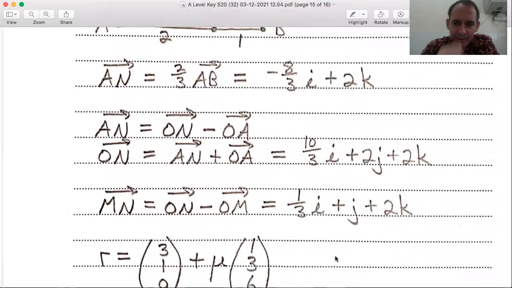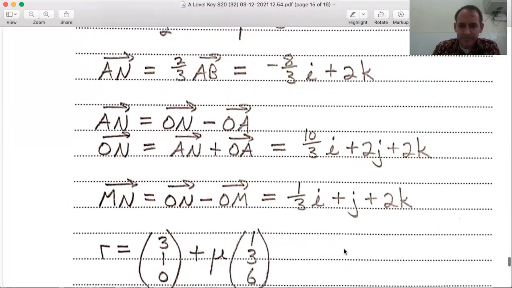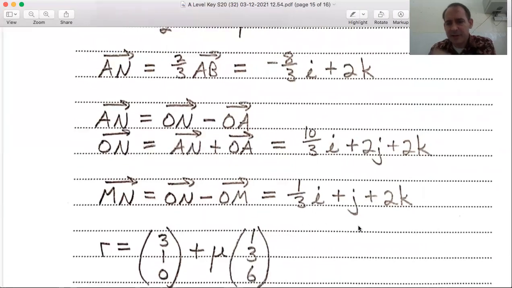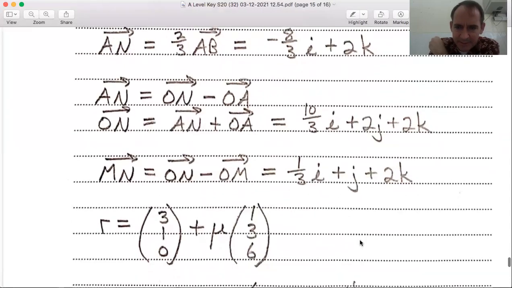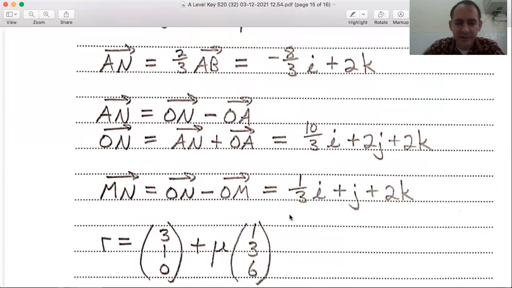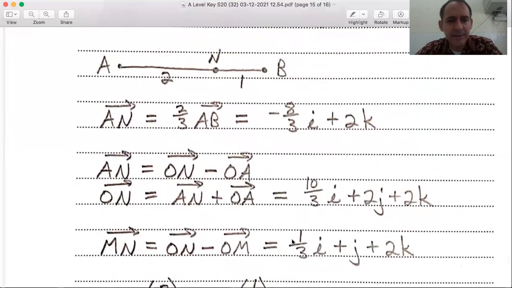And then we want to find MN. MN is ON minus OM, end minus start. Take those two and subtract them. You get 1/3 i plus j plus 2k. So now we can make our vector equation of our line.